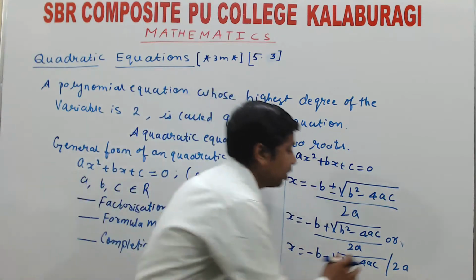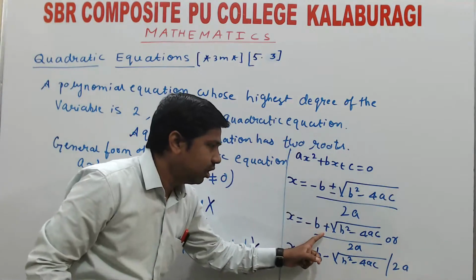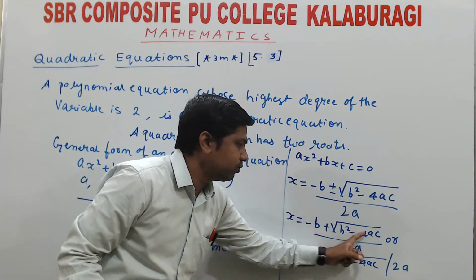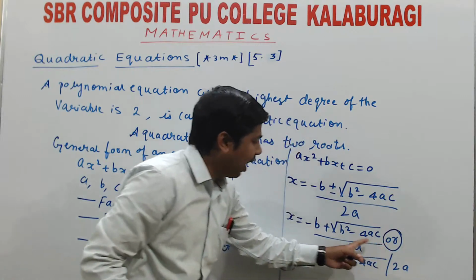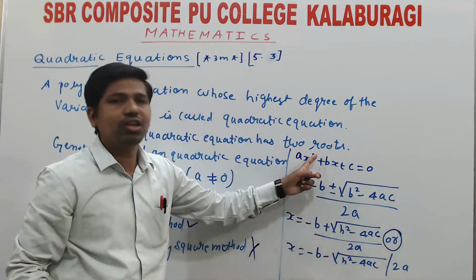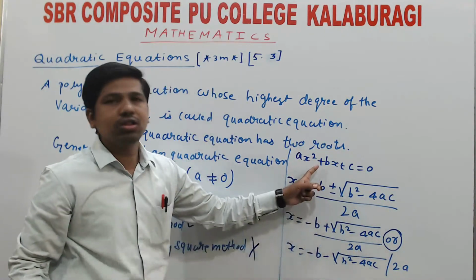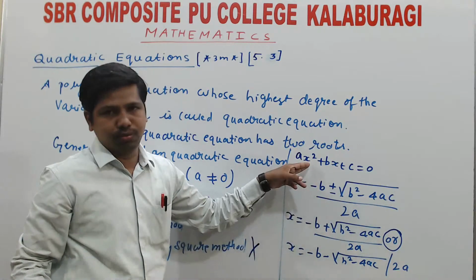And we are writing the roots for this quadratic equation as minus b plus root of b square minus 4ac by 2a, or... Right? Why are you writing "or"? Either I can substitute the first root in this equation, or you can substitute the second root in this equation. Together, the roots we cannot substitute, right?